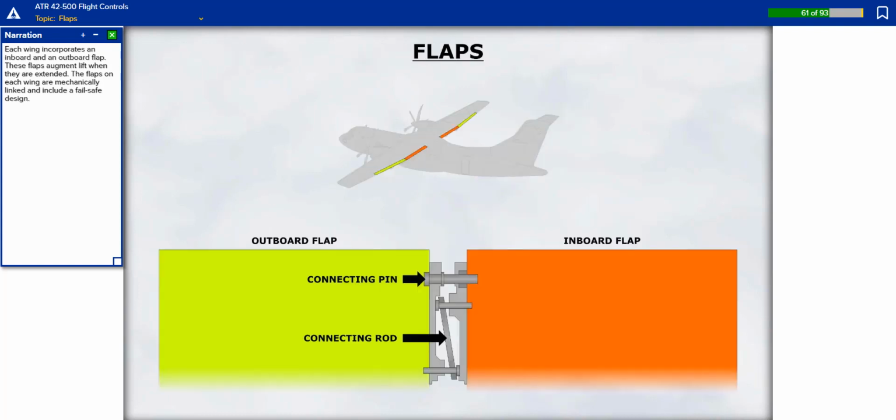Each wing incorporates an inboard and an outboard flap. These flaps augment lift when they are extended. The flaps on each wing are mechanically linked and include a fail-safe design.